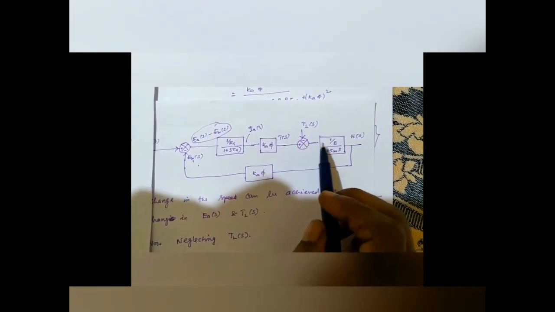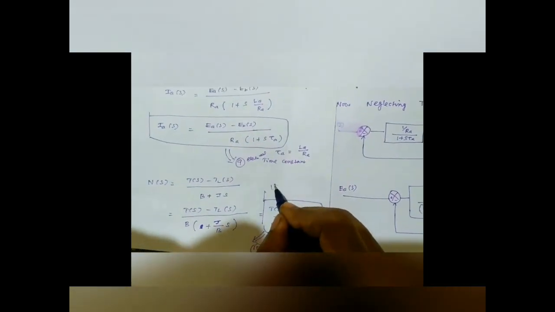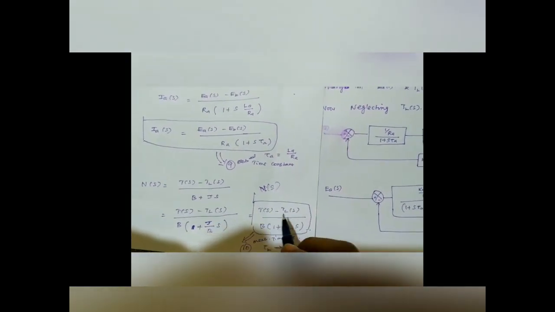Again, this is equation 10: T of S minus TL of S multiplied by 1 divided by this entire one, resulting in N of S. So N of S is T minus TL over this entire thing.